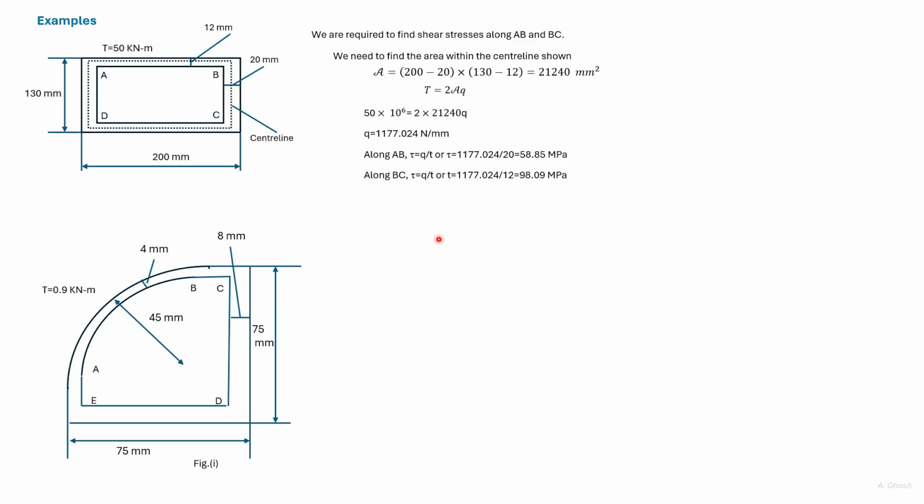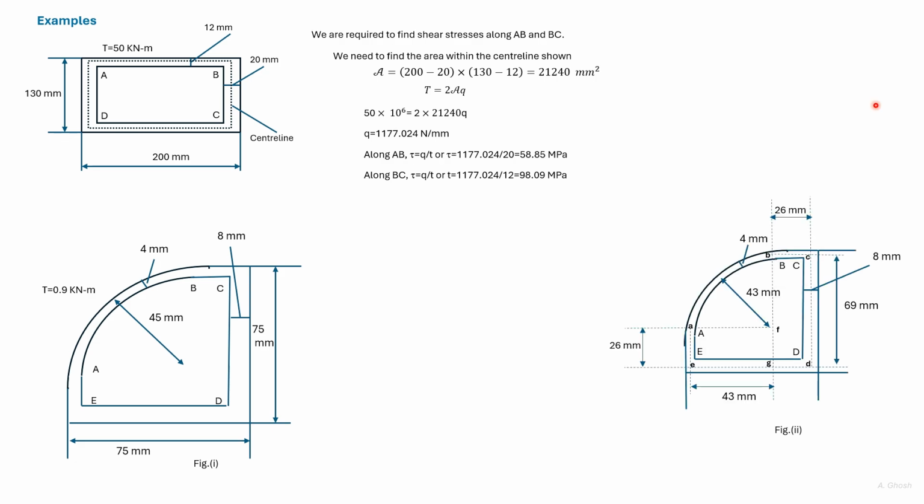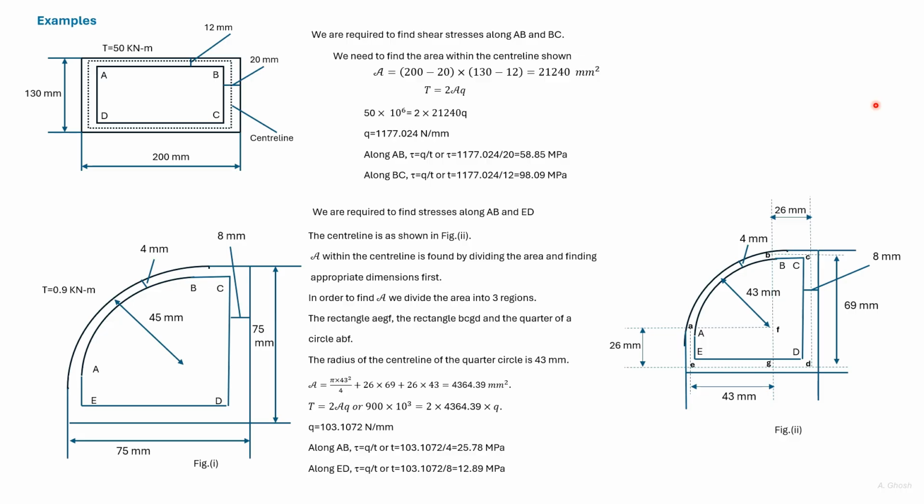This is another problem involving a thin-walled hollow member to which a torque has been applied. We are required to find out the stresses on the side AB and ED. So first we plot the center line of this thin-walled hollow member.